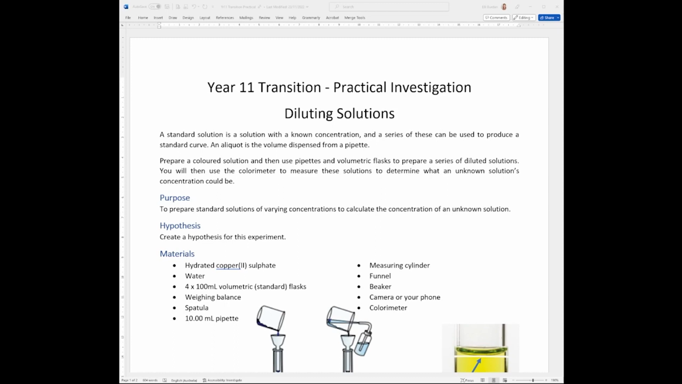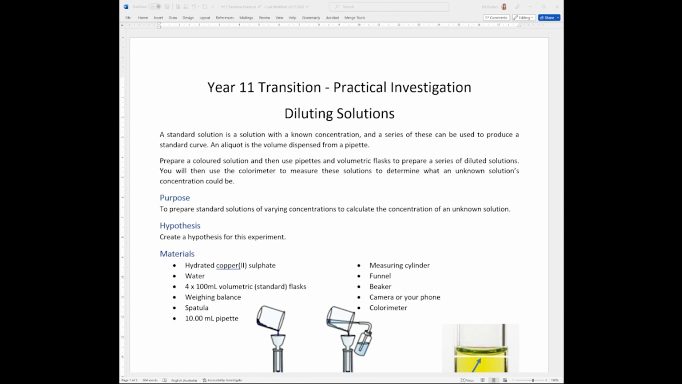Let's read on. Prepare a coloured solution and then use pipettes and volumetric flasks to prepare a series of diluted solutions. You'll then use the colorimeter to measure these solutions to determine what an unknown solution's concentration should be or could be. So this is what leads us into our hypothesis. Remember, our hypothesis is a statement which says if we do this, then we can measure this. That leads us into our dependent and independent variables, and this often gets us very confused.